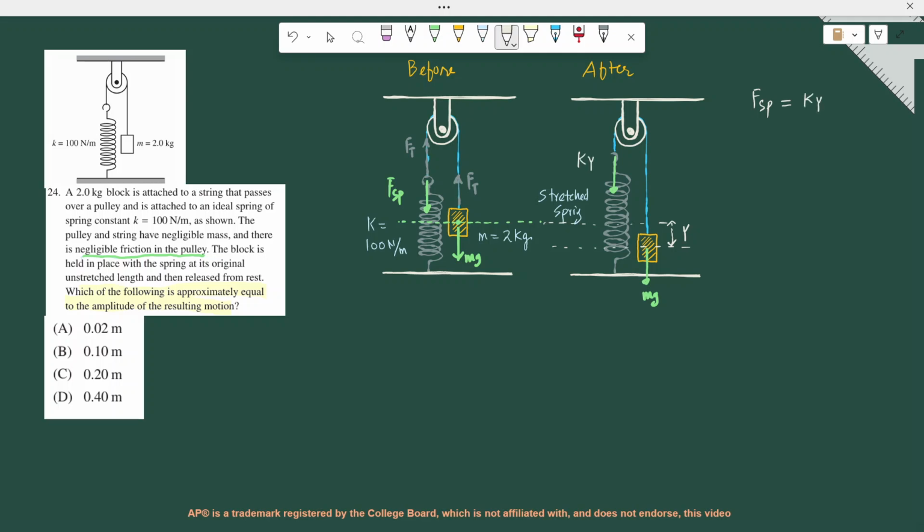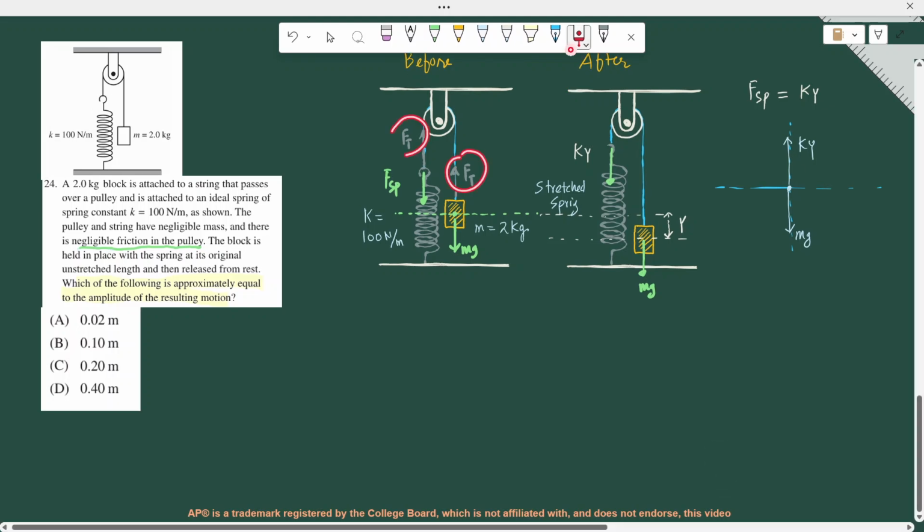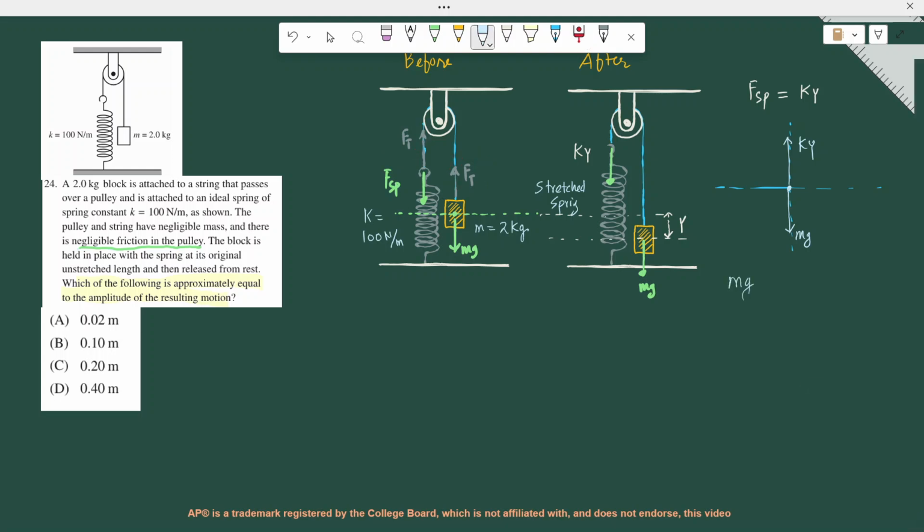So this is ky, and if we draw the free body diagram, the mg is countered by this force. These two are equal on the system, because internal forces are balancing each other. This is the internal force of tension. So you can write mg equals ky, and from here you can find the value of y.